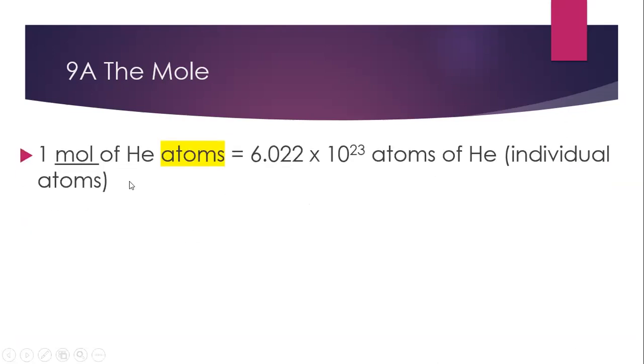And 1 mole of helium atoms equals 6.022 times 10 to the 23rd atoms. Individual atoms, this many. So remember we said if we have a dozen, we would have 12. Well, if I have a mole, I have this number. Doesn't matter what I have. Could be helium, could be anything else.